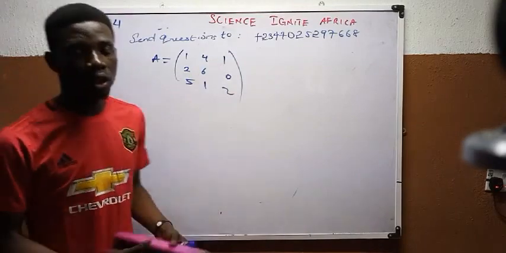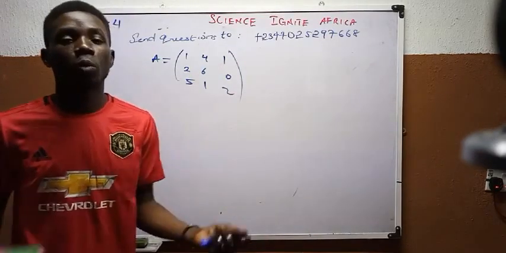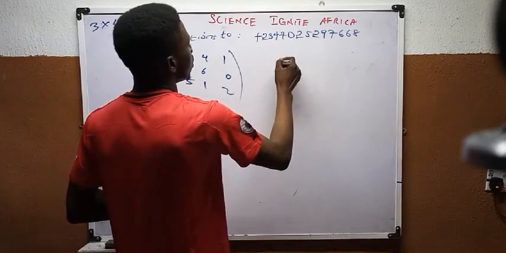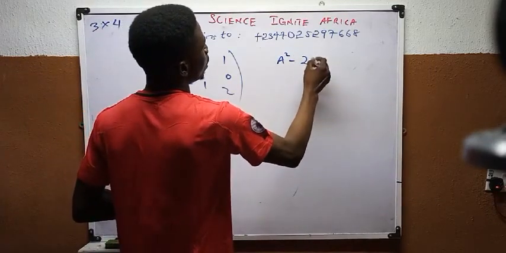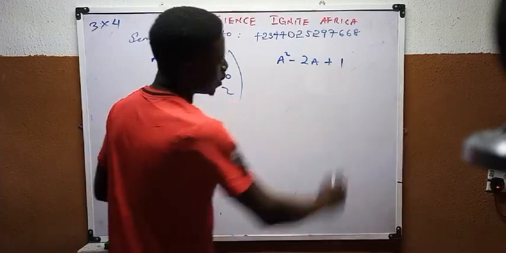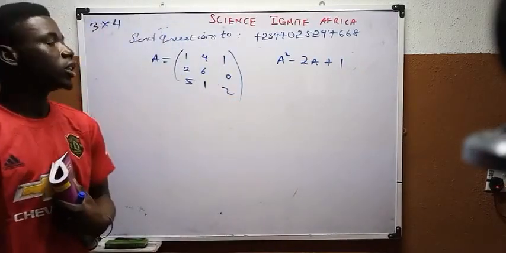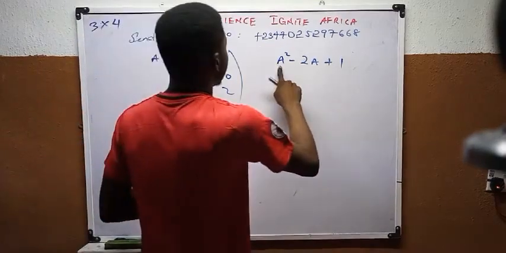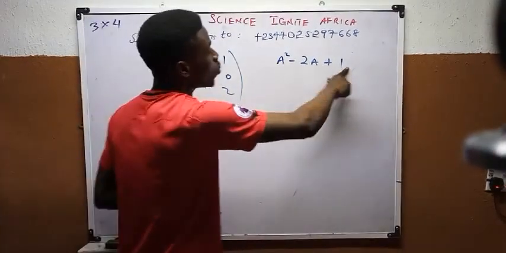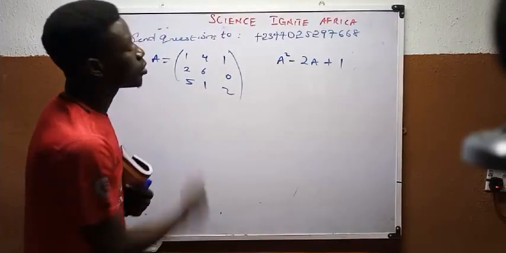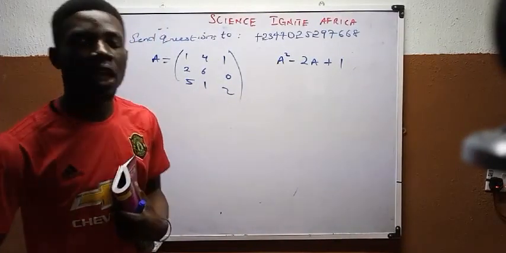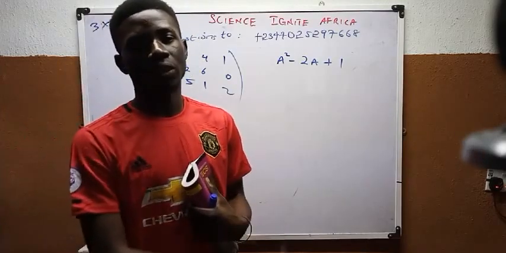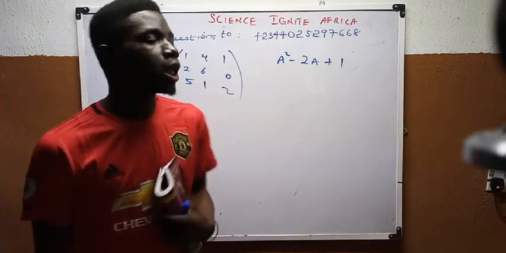Now, this is a square matrix, a 3 by 3 matrix. I can ask you to perform some operation. I can say you should find A squared minus 2A plus 1. I ask you to find something of this nature. Now, before I proceed, since A is a matrix, you cannot add an ordinary 1 to a matrix. But there's an element that behaves like 1 under matrices. And that element is called the identity element for any square matrix.